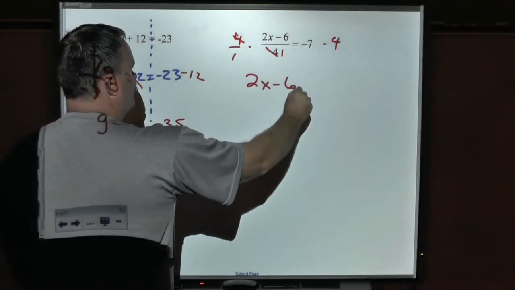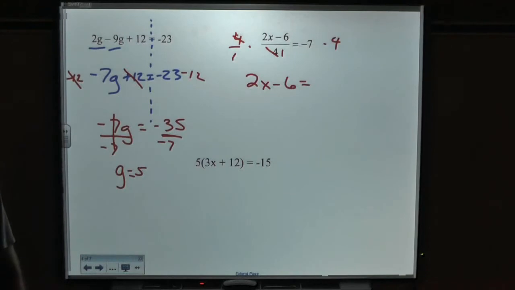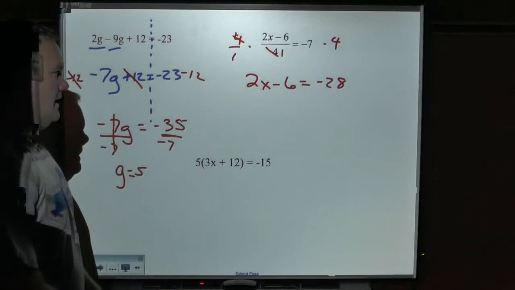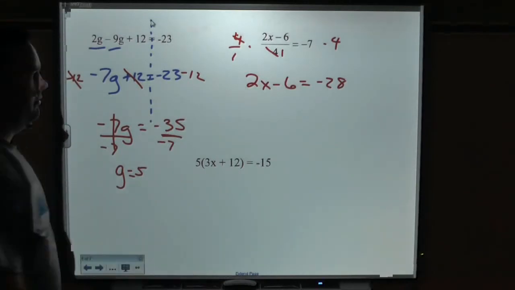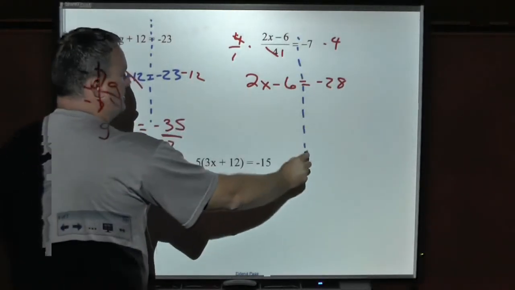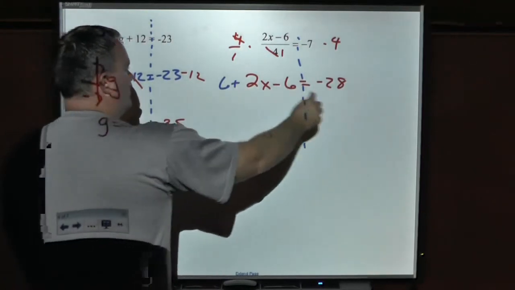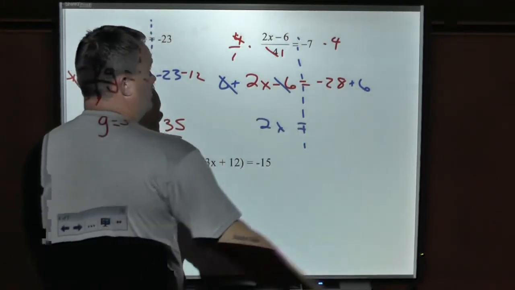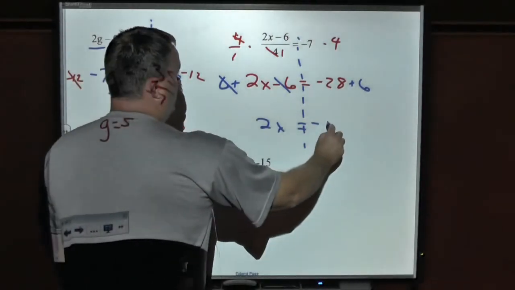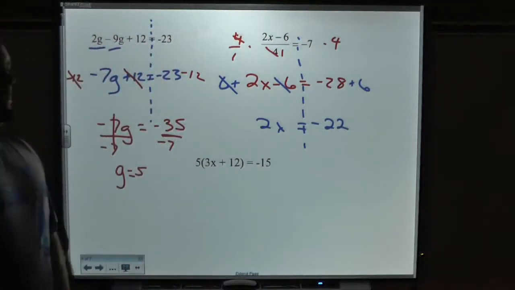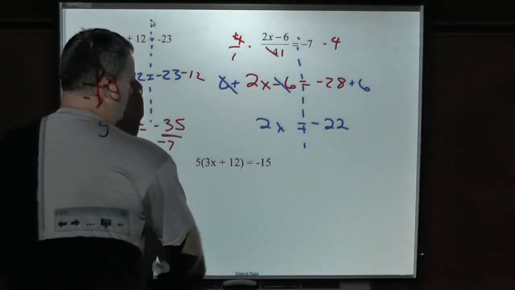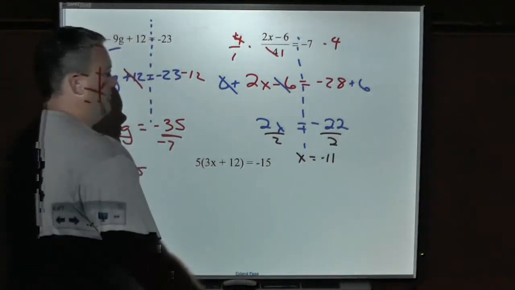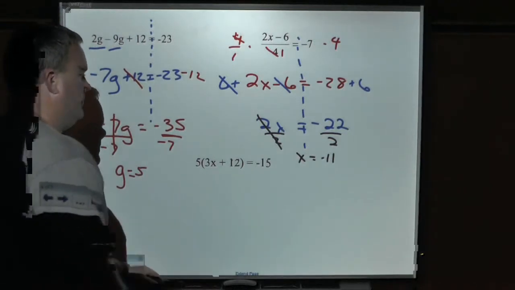4 divided by 4 is 1. So we end up with just 2x minus 6. Alright, and then negative 7 times 4 is negative 28. At this point, you're down to a two-step equation again. Add 6 to both sides. 6 and negative 6 is 0, so you get 2x is equal to negative 22. At this point, one-step equation. Divide both sides by 2 to get x by itself. X should be negative 11. Okay.